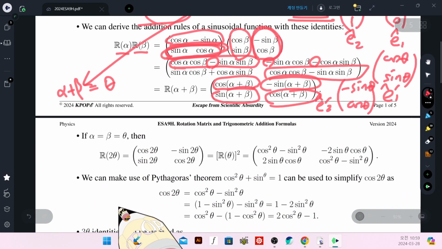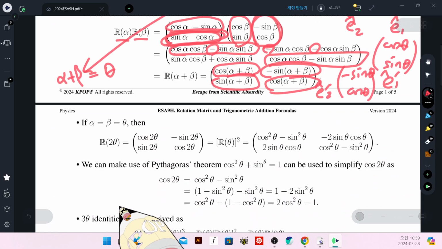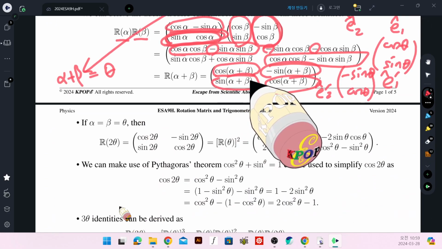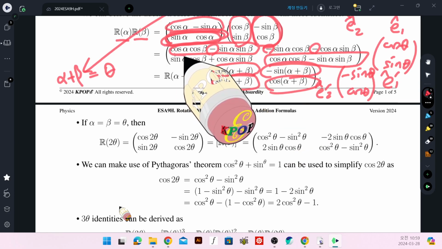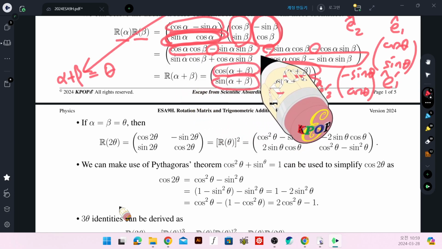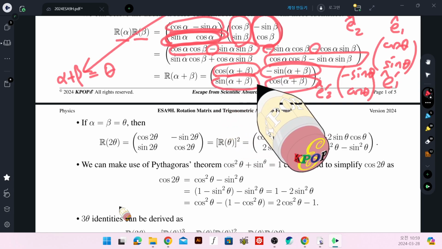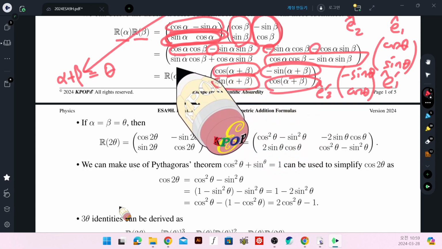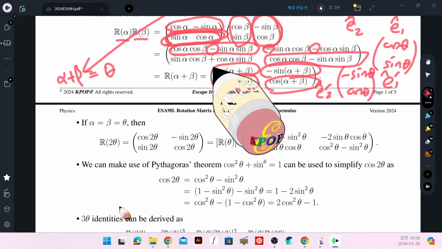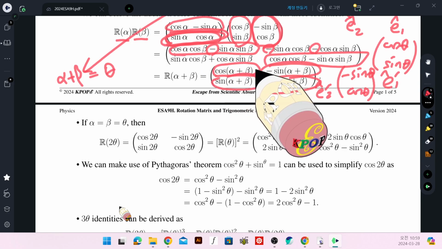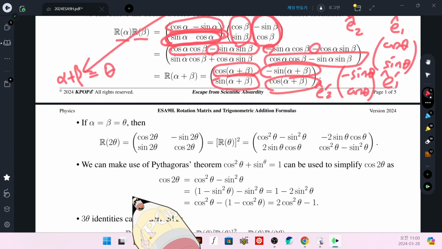This relation will give the sum: cosine alpha plus beta is cosine alpha cosine beta minus sine alpha sine beta. Sine alpha plus beta is sine alpha cosine beta plus cosine alpha sine beta. So these are the trigonometric addition formulas.